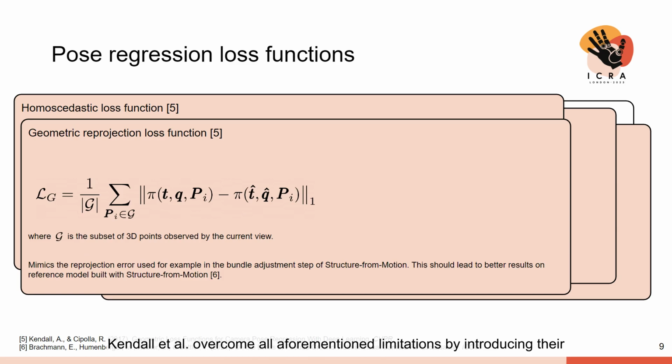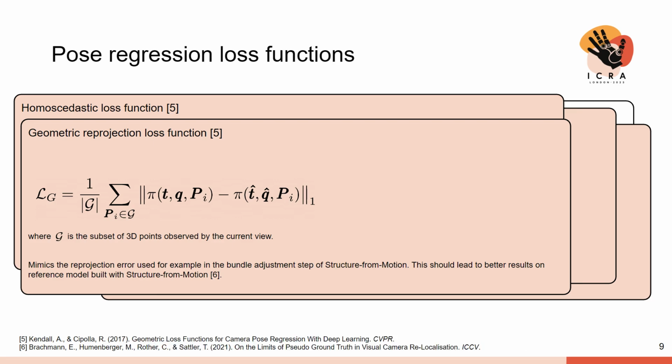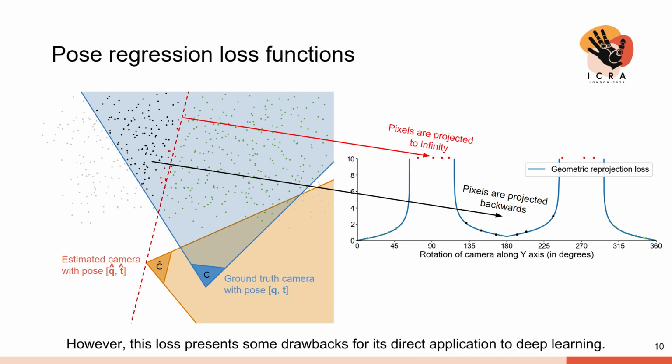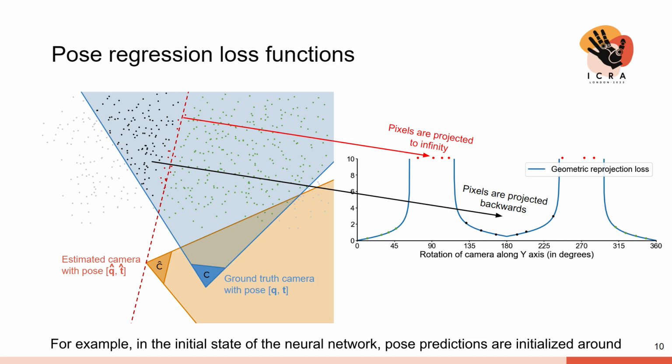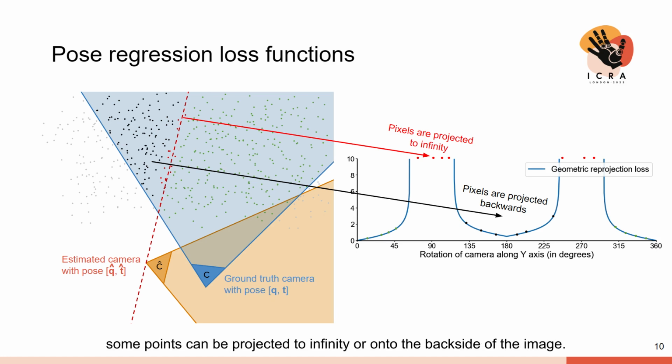Kendall et al. overcome all aforementioned limitations by introducing their geometric reprojection error, which mimics the traditionally used reprojection error. It also has a particularly interesting property for visual relocalization. It minimizes the same error as structure from motion, hence it should achieve near-optimal performance when the reference model is generated using SFM. However, this loss presents some drawbacks for its direct application to deep learning. For example, in the initial state of the neural network, pose predictions are initialized around an arbitrary value that is often far from the ground truth, which means that some points can be projected to infinity or onto the backside of the image. In the first case, the loss is not differentiable. In the other case, back-projected points lead to a wide local minimum.